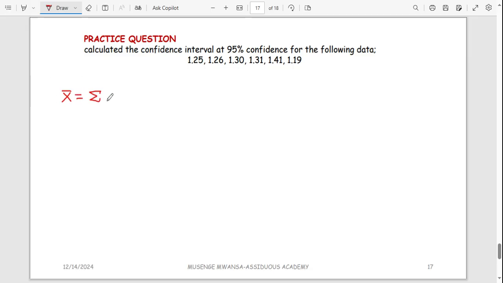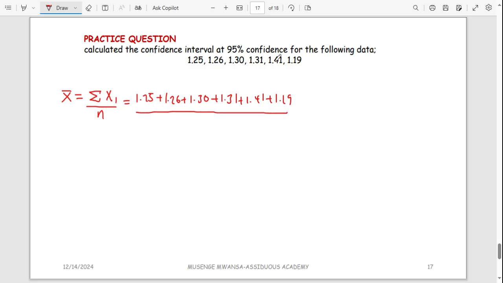So x bar is going to be the summation of each term, all the terms, divided by how many they are. So we have got 1.25 plus 1.26 plus 1.30 plus 1.31 plus 1.41 plus 1.19 divided by how many are they? 1, 2, 3, 4, 5, 6. So these are 6. And this is going to give us 1.287 if we punch on our calculators, the sum and then divided by 6.